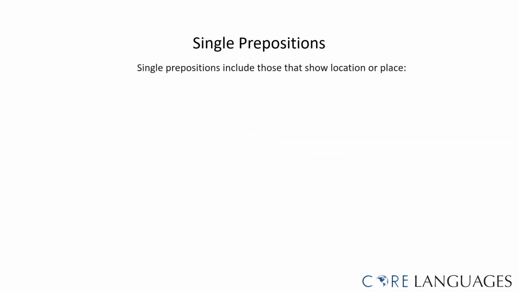Here are examples of single prepositions. Single prepositions can be used to show location or place. For example, above, at, by, for, near, through, over, in, off, on, under. Note that these prepositions can also be used to show time.